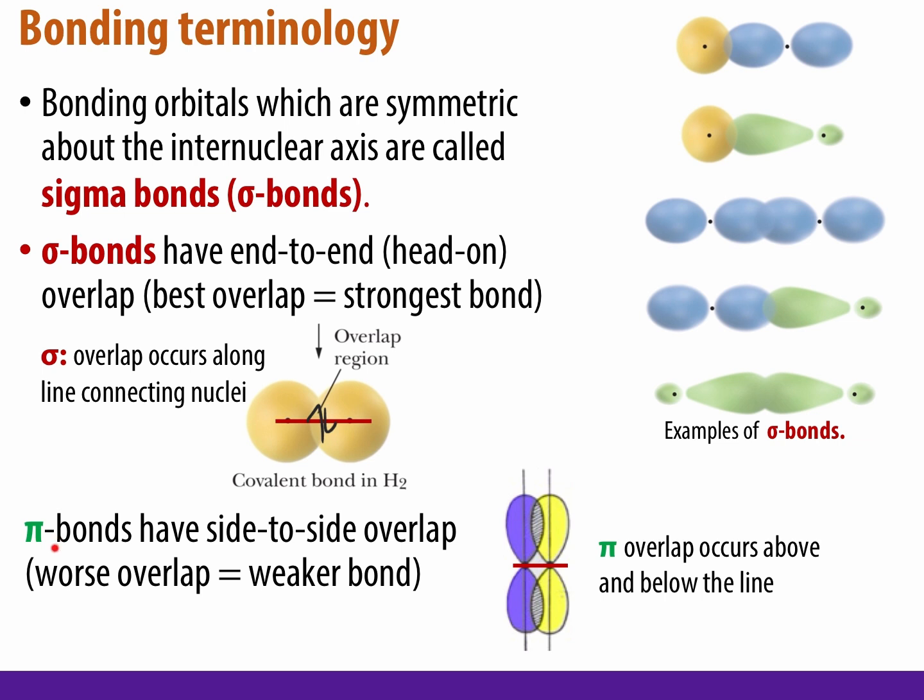The other type of bond that we'll look at in this class is a pi bond. That has a side-to-side overlap. That's not as good. We can see an example down here. Here the electrons are going to be located above and below the line connecting the two atoms. So we can see this overlap is not as good. It's sort of a glancing type overlap, and that generally makes it a weaker bond.